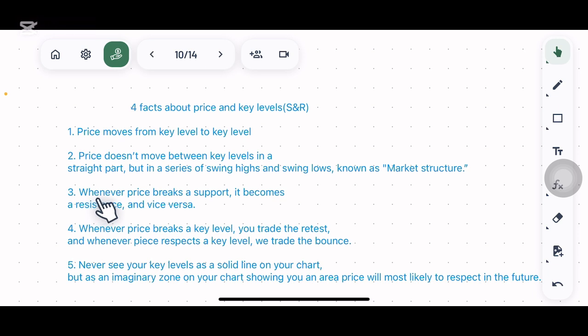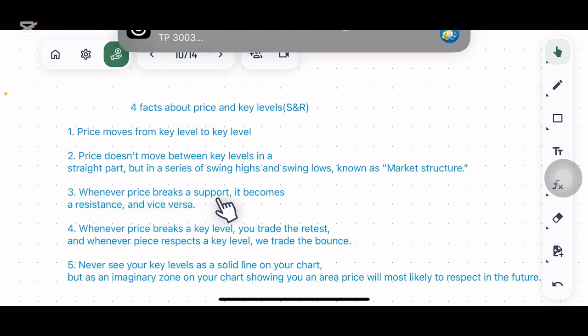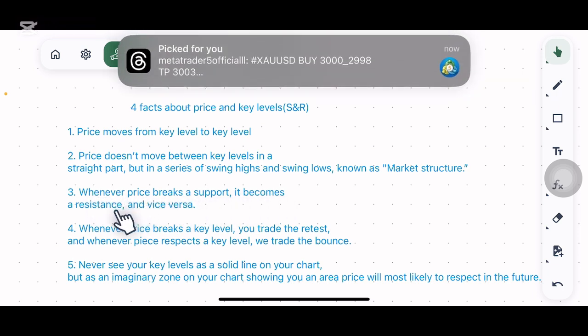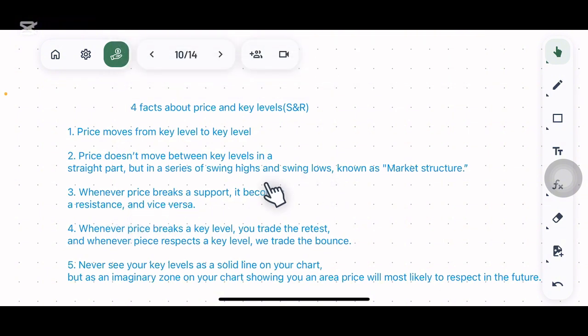Now, the third one is whenever price breaks a support, it becomes a resistance, and vice versa. Fourthly, whenever price breaks a key level, you trade the retest of that key level, and whenever price respects a key level, we trade the bounce off of that key level. So if price hits a key level and rejects it, we trade that rejection. Whenever it breaks it, we wait for a retest.